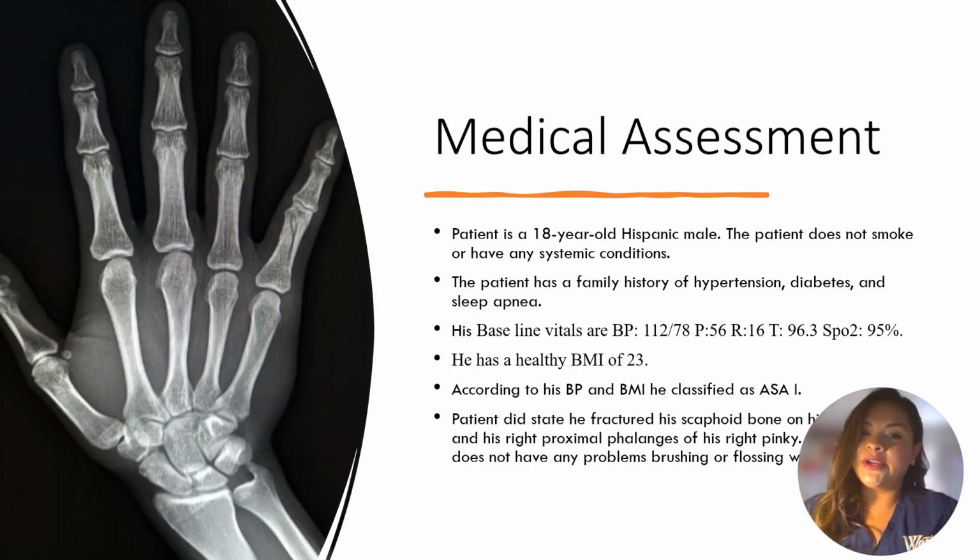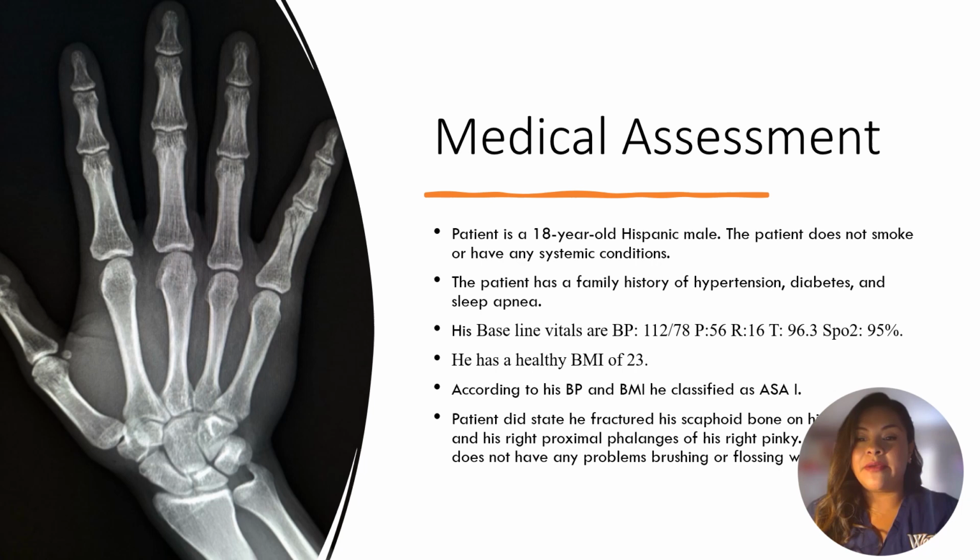Okay, so for the medical assessment, the patient is an 18-year-old Hispanic male. The patient does not smoke or have any systemic conditions. The patient has a family history of hypertension, diabetes, and sleep apnea. His baseline vitals are blood pressure is 112/78, his pulse was 56, his respiratory was 16, his temperature was 96.3, and his oxygen level was 95%.